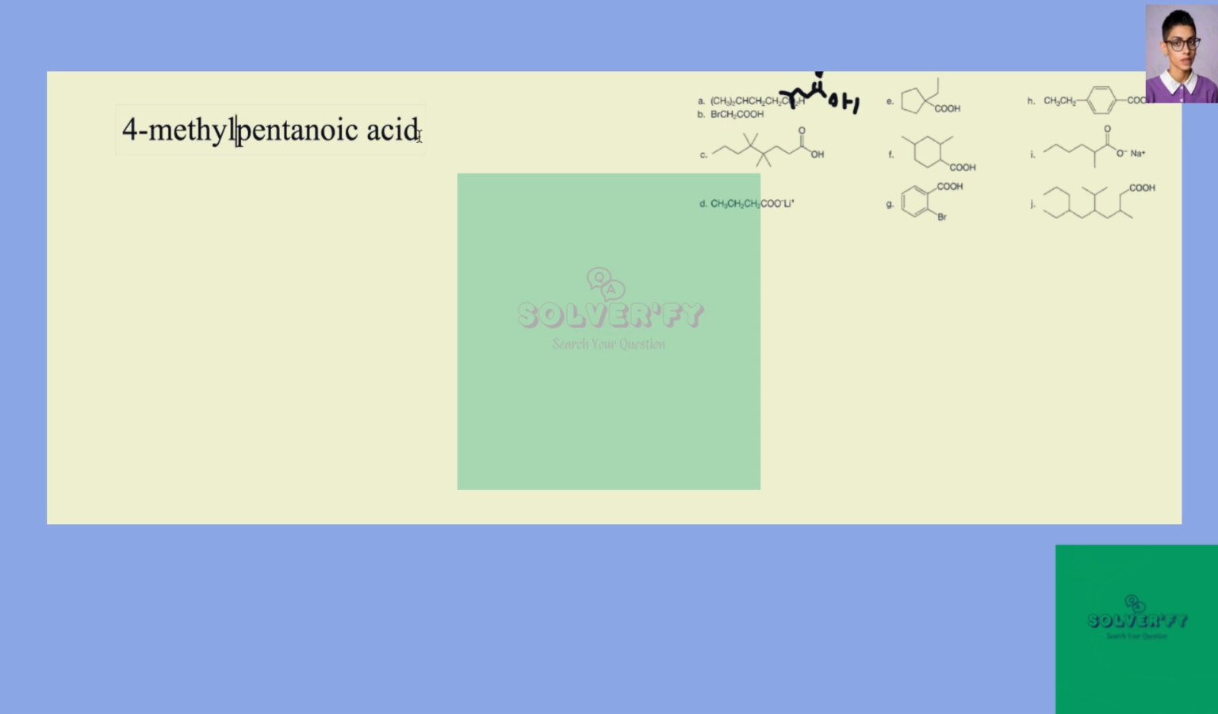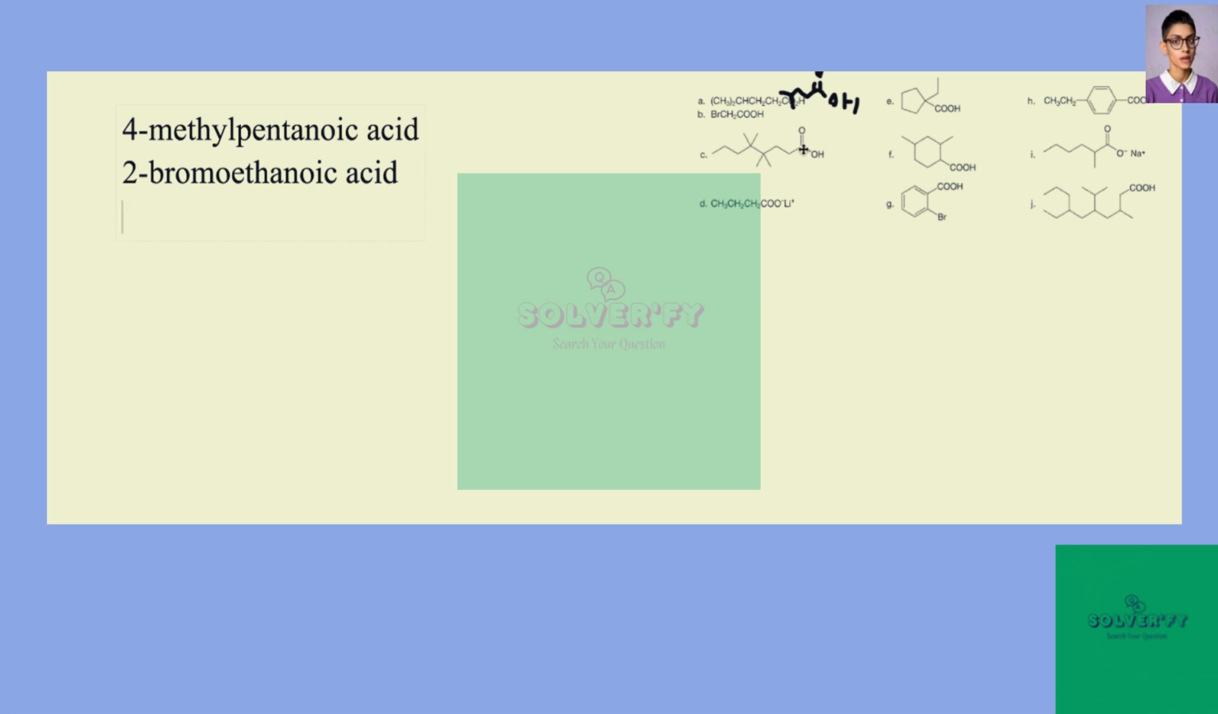Now what about for B? So B, we have a carboxylic acid, a carbon, and a bromine. So for B, we have 2 carbons. This is a straight chain. So we have ethanoic acid. And then on carbon 2, we have the bromine. So we have 2-bromoethanoic acid.